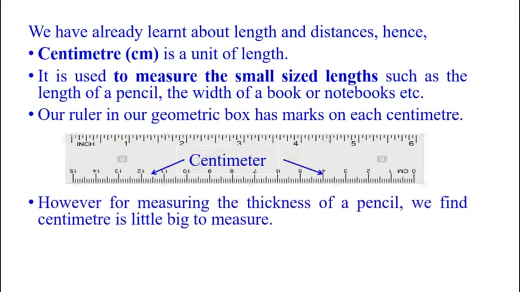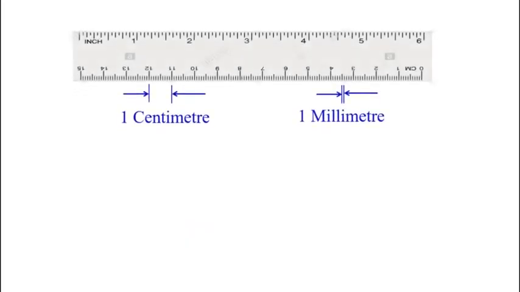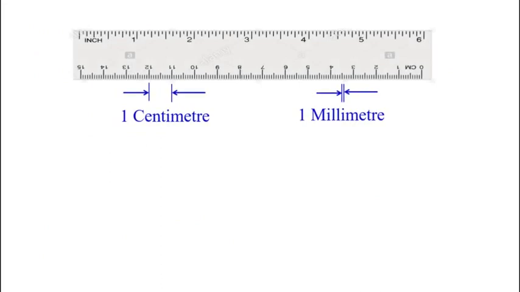However, for measuring the thickness of a pencil, we find centimeter is a little big to measure. So hence millimeter, written as mm, is used to show the thickness of a pencil. So here in a ruler you can identify this distance is 1 centimeter and the 1 centimeter is again divided into 10 parts. Each part is 1 millimeter. So 10 millimeters is equal to 1 centimeter.